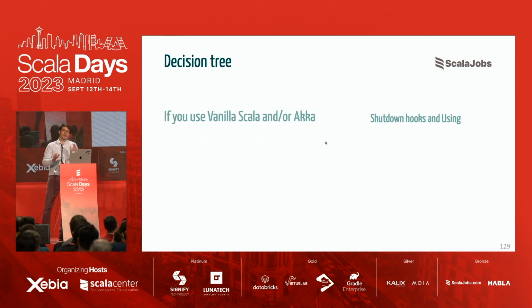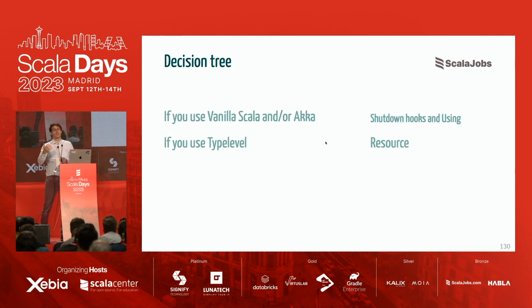That's also why I wanted to finish this talk with a way to guide you on which tool you should use depending on where you are. In my opinion, the biggest factor is: what tech stack are you using in your project? If your tech stack is vanilla Scala or you use Akka, then probably a mix of shutdown hooks and using is a good fit. It has some limitations, as we've seen today, but it's simple. It doesn't require external libraries and it works in 99% of cases. So I think it's a good approach.